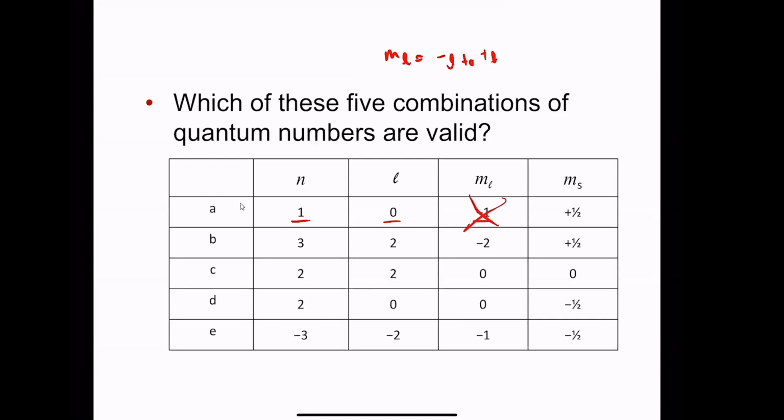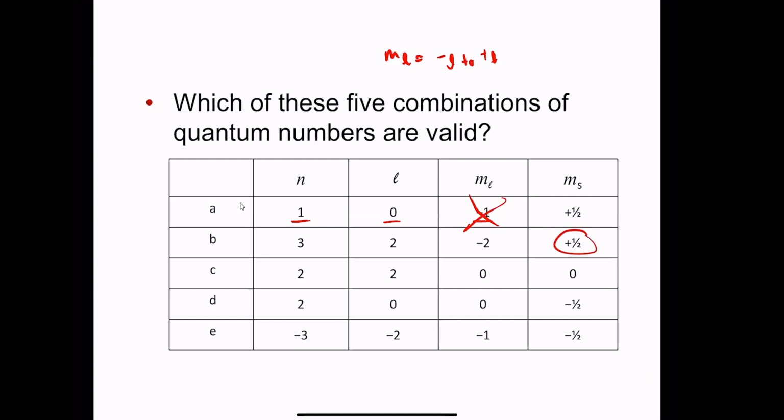If n is equal to 3, can L be 2? Yes, n minus 1. M sub L, can it be -2? Yes, because we go from -L to positive L, and I have a positive 1/2.